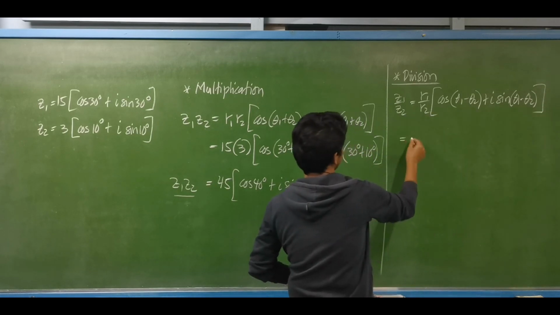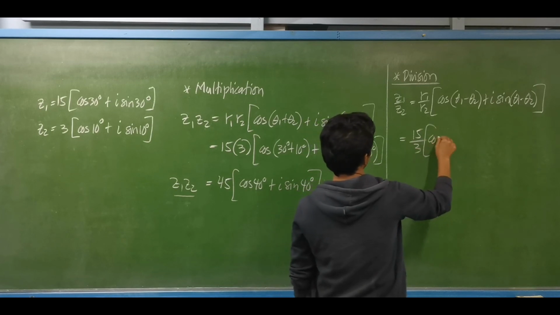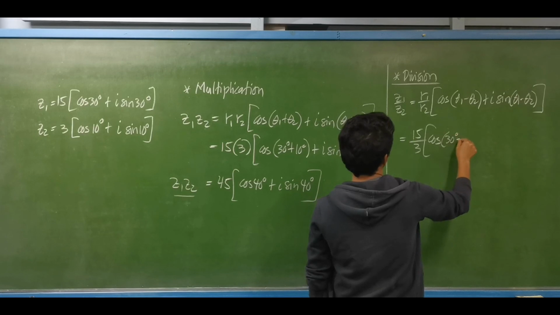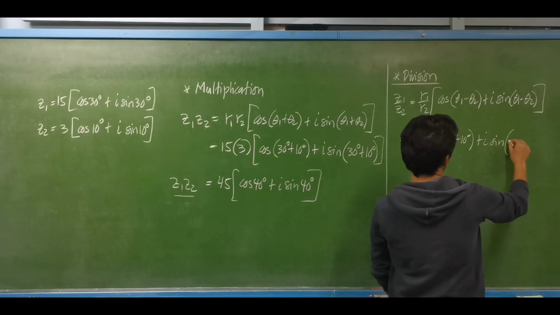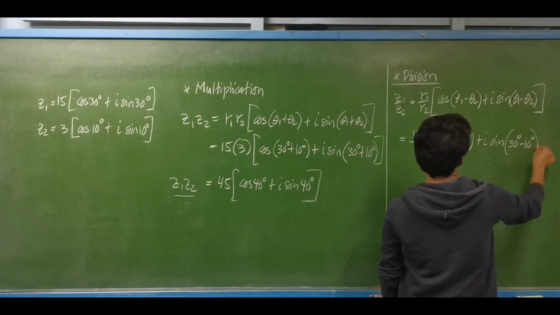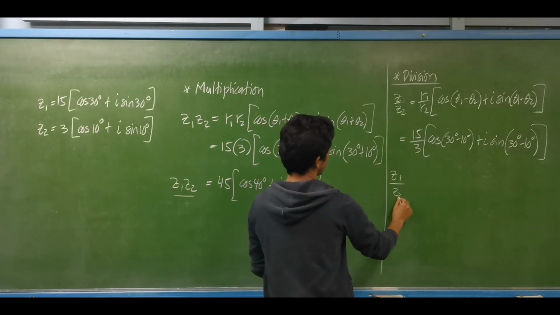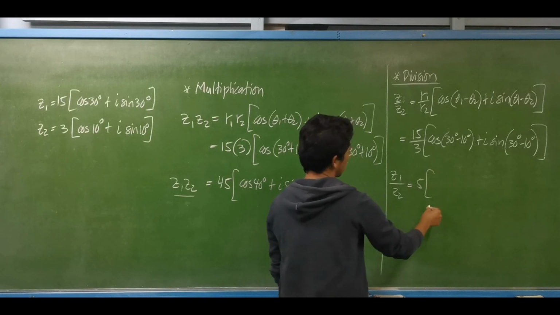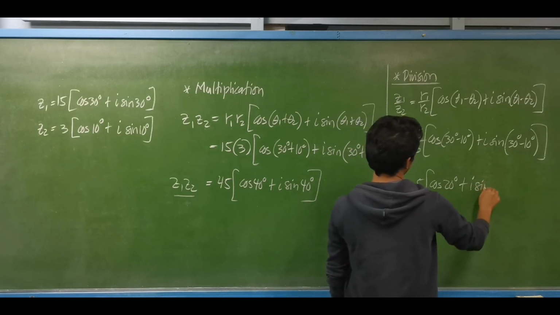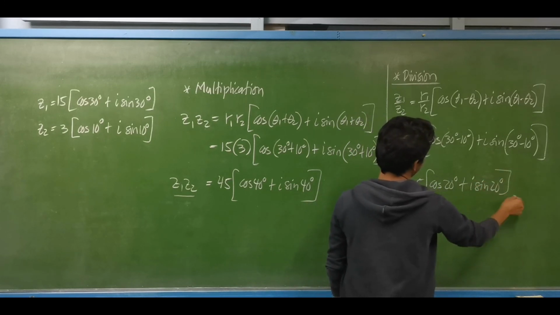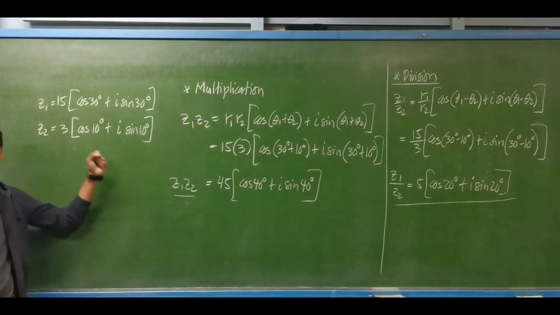Okay, so we have now the quotient. r1 is 15, divided by 3, multiplied by cosine of 30 degrees minus 10 degrees plus i sine of 30 degrees minus 10 degrees. So we have now the quotient of z1 divided by z2 is equal to 5 multiplied by the quantity cosine of 20 degrees plus i sine of 20 degrees. So this will be our answer, by multiplication and division of complex numbers in polar form.